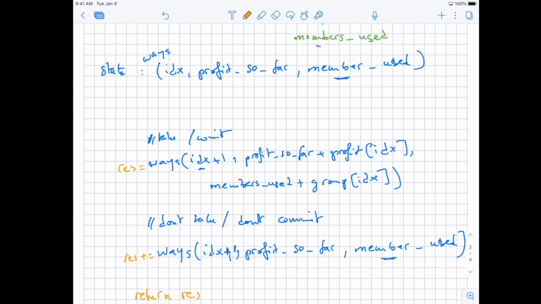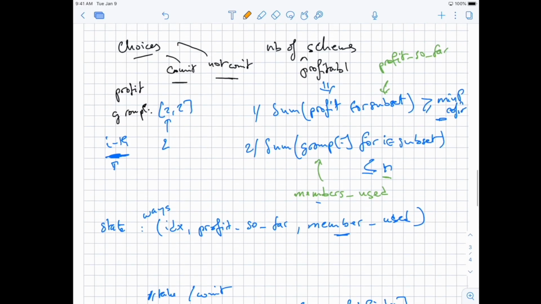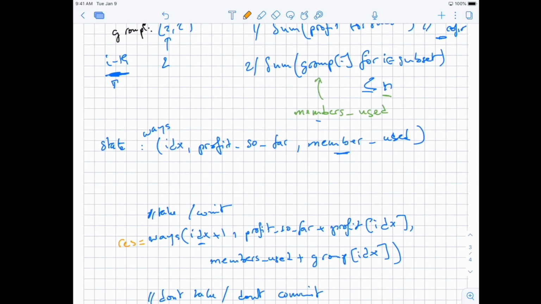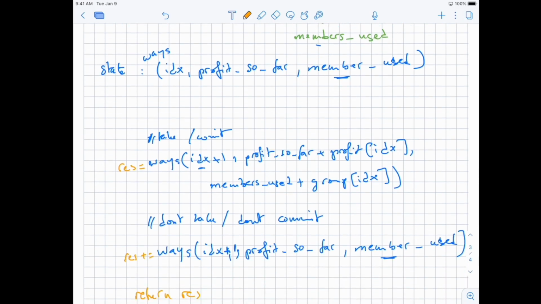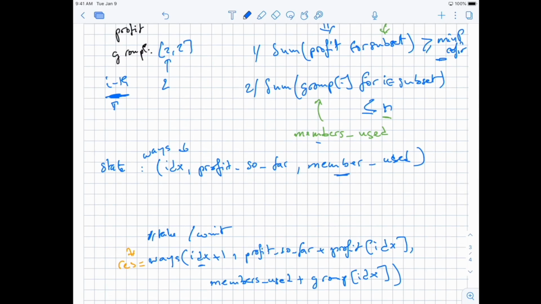Okay, so now what are our base cases? Basically, the base cases need to determine, when we reach them, if it's a valid profitable scheme so that we can count it. What does count it mean? Well, if we want to count it, then we just need to return 1 so that it propagates to here and gets added as one of the ways. And so the first thing we know is that if we reach the end of the number of crimes, and the profit so far is bigger or equal to the minimum profit, and the members used is within n, then that's a valid way.